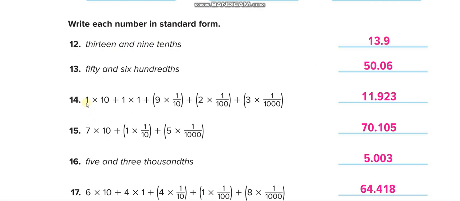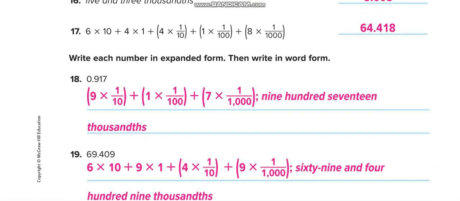Okay, here 13 and 9 tenths. 13.9. This one again, 1 times 10, it means it is at the tens place. So 1 at the tens place, then 1 times 1 at the ones place. 9 at the tenths place after the decimal, the first digit. 2 times 1 over 100 at the hundredths place, and 3 times 1 over 1000 at the thousandths place. Okay, so solve all these questions, solve all this independent practice, and then we will move to the next page.